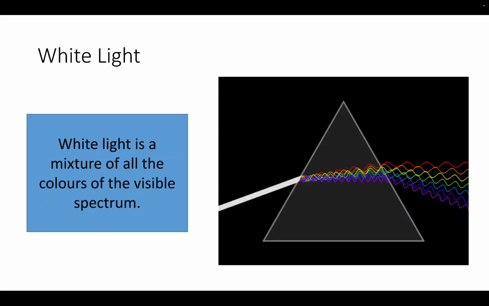So white light. White light is a mixture of all the colours of the visible spectrum. So this would be a prism. You might have done this at school. Shine white light into a prism, and on the right hand side you'll get a rainbow effect where one side is red, it'll go through the spectrum, and the other side will be the blue side.